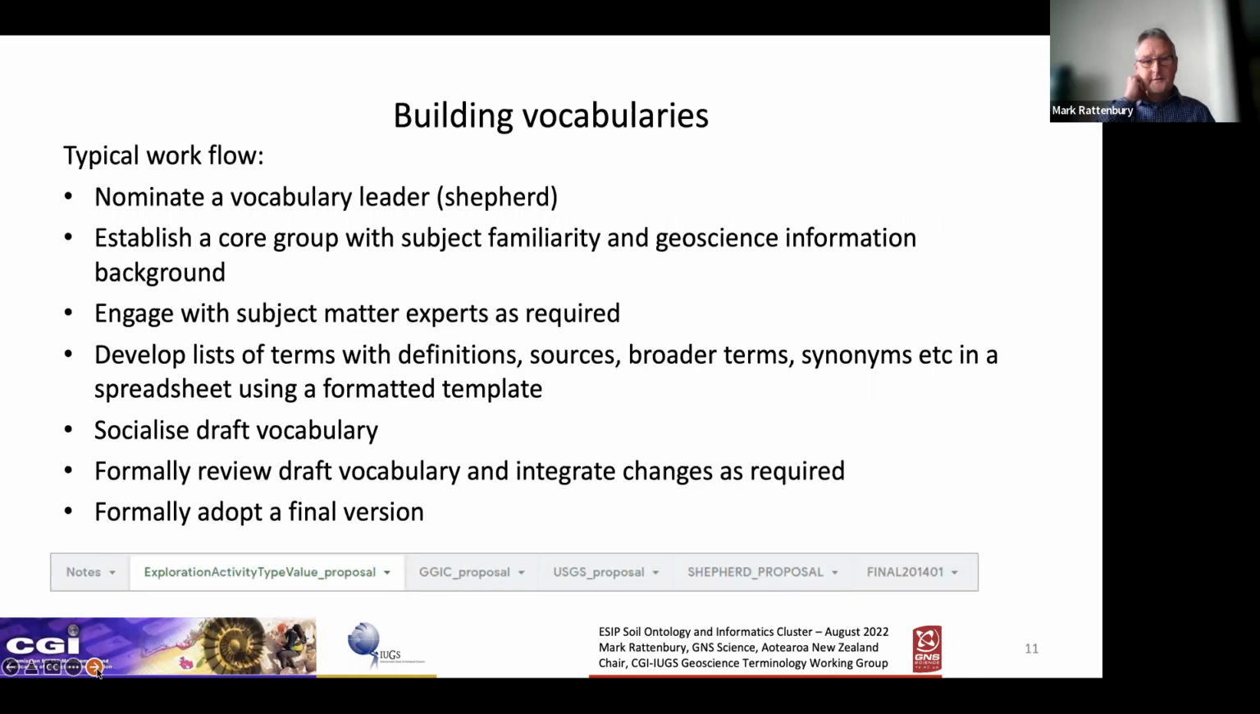So this is the workflow. I think we'll just go straight to the next slide. Thanks, Kathy.